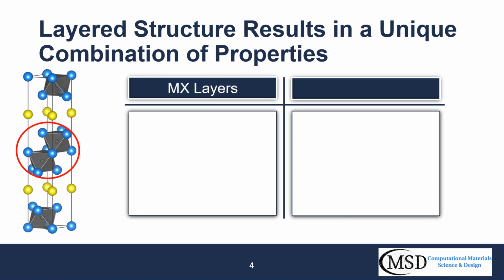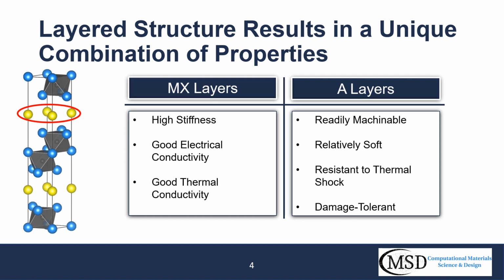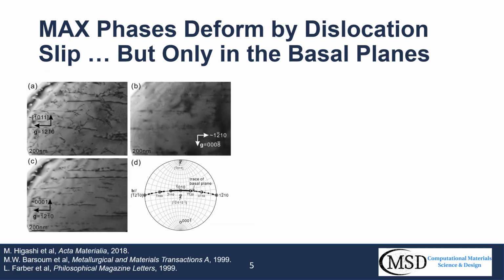The presence of the MX layers gives them a lot of the properties which are associated with their corresponding binary carbides and nitrides. This includes high stiffness, good electrical conductivity, and good thermal conductivity. But then the presence of the A layers as well gives them some properties you might more typically associate with metallic materials. These include that they're readily machinable, relatively soft, resistant to thermal shock, and damage tolerant. The combination of these properties together make them a very interesting material to study.